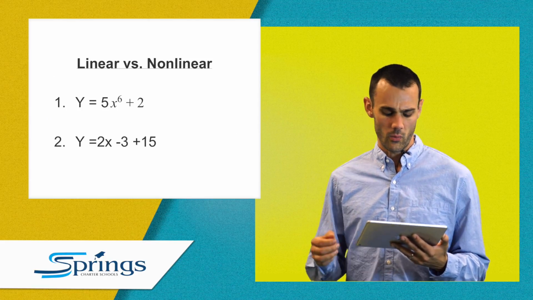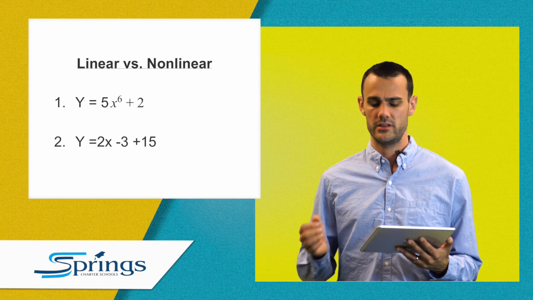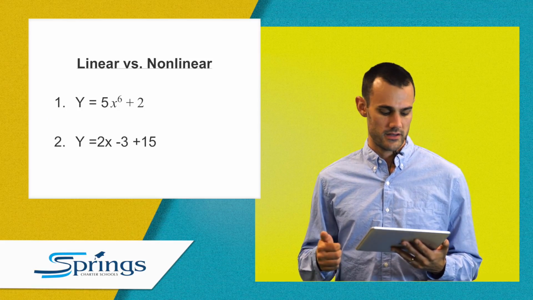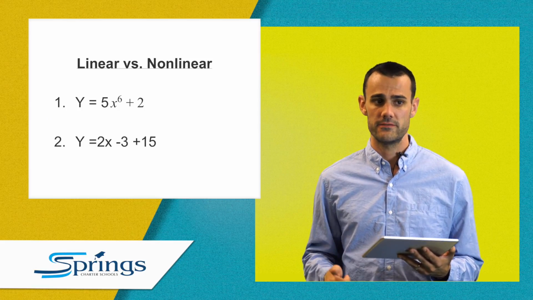Number 2, y = 2x - 3 + 15. Now, I don't see an exponent, and that to me means that we have a linear function.